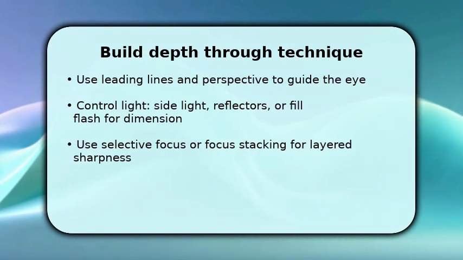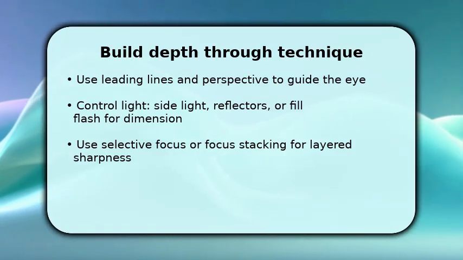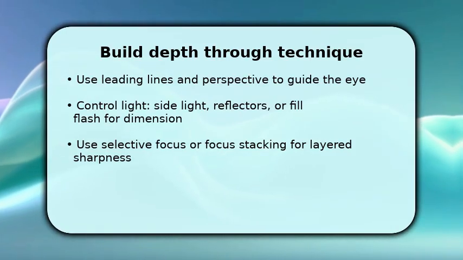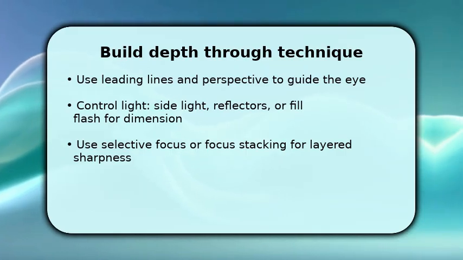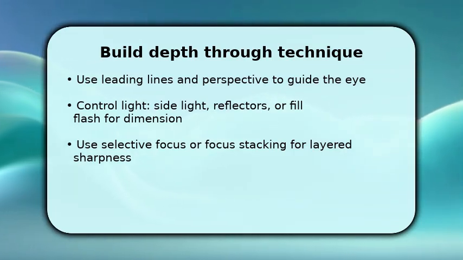Next, you develop three-dimensionality with composition and light. Create leading lines and use converging perspective to pull viewers through the scene. Move low or high to change foreground proportion. Add side light, a reflector, or subtle fill flash to model form and cast short shadows. These cues define planes and texture.